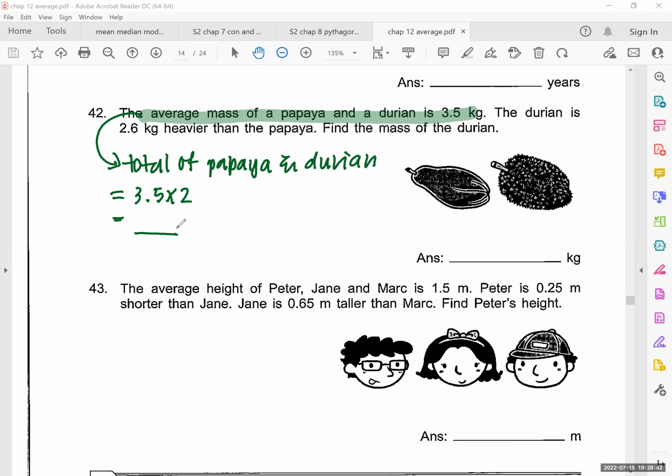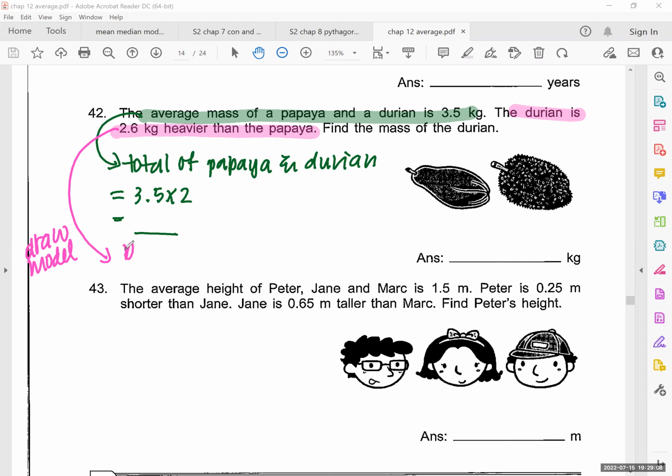Next, the same thing. Can you see they say the durian is this much heavier than the papaya? So what do we do? Draw a model. Very good. And how to draw your model? We have a larger and a smaller. We have a what first? There is a, what do we draw? Draw who? Draw the larger.